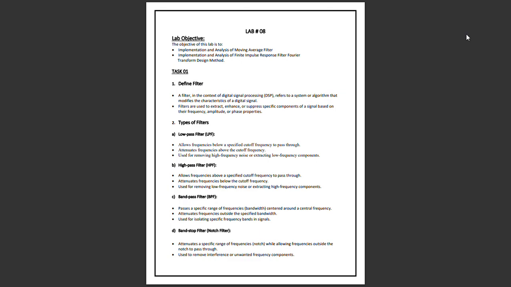C. Band pass filter. Band pass filter passes a specific range of frequencies or bandwidth centered around a central frequency. It attenuates frequencies outside the specified bandwidth. Band pass filter used for isolating specific frequency bands in signal. D. Band stop filter. Band stop filter attenuates a specific range of frequencies while allowing frequencies outside the notch to pass through, used to remove interference or unwanted frequency components.